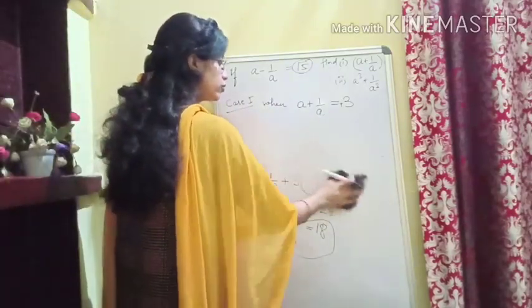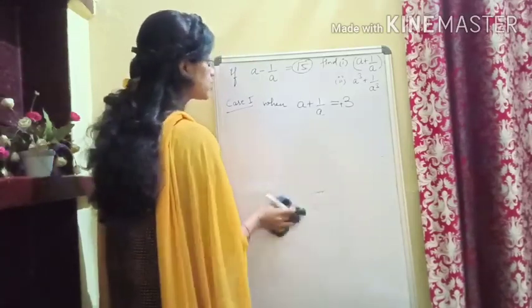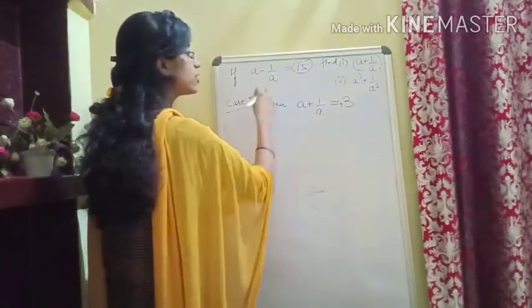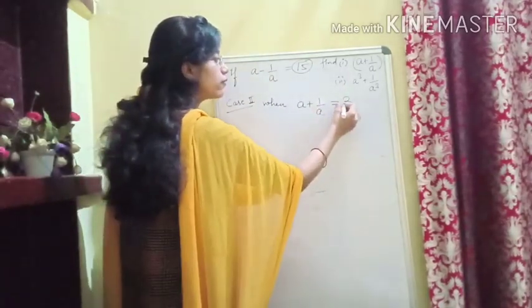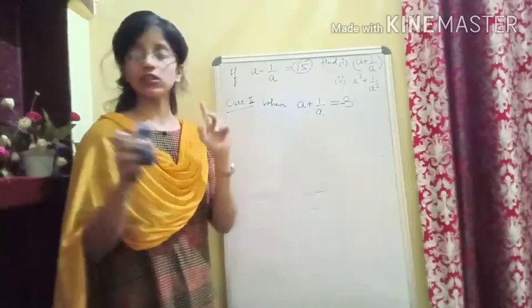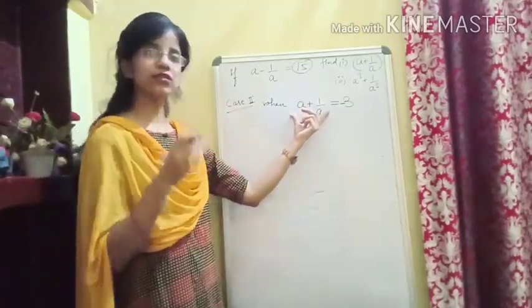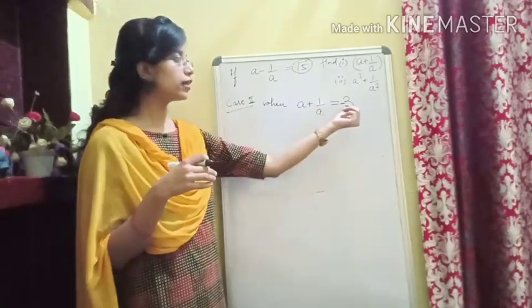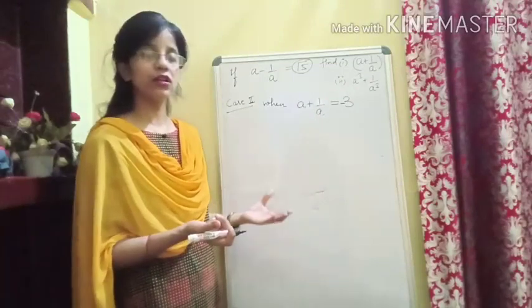In the second case, we are going to do the same thing. The only difference is that this time we are going to take the other value of a plus 1 upon a, which is minus 3, because the answer was coming plus 3 and minus 3 both. So we took first the plus 3 and now we are taking minus 3. So next, what to do to calculate this value? We have to cube both sides.